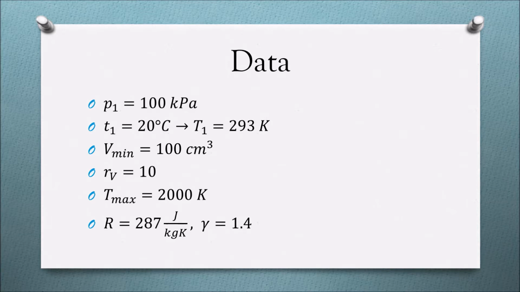In the first state, the pressure is 100 kilopascals, the temperature is 293 kelvins. The minimal value of the volume is 100 cubic centimeters. The compression ratio is 10. The maximal value of the temperature is 2000 kelvins. The specific gas constant is 287 joules per kilogram Kelvin. The adiabatic exponent is 1.4.